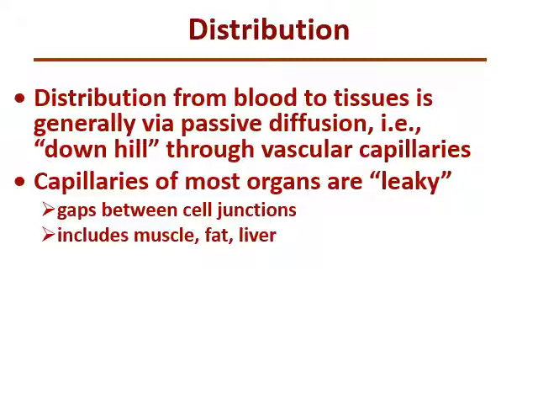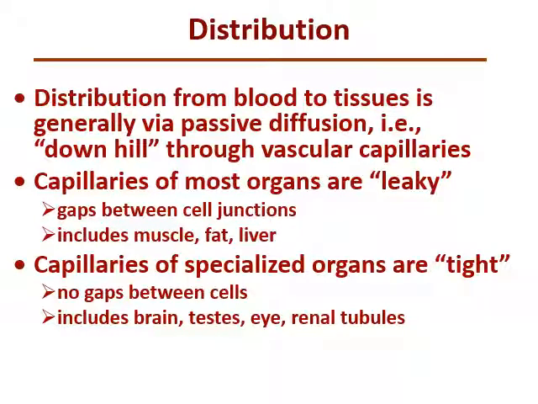Now the capillaries are sort of the functional unit of this distribution process, and this is a little confusing, so try to follow what I'm saying here. Most capillaries are what we call leaky. There's a space between the individual cells of the capillaries, and this leaves a bit of a gap between the cells through which small molecules can pass. When I say most capillaries, I'm talking about muscle, fat, liver, for example.